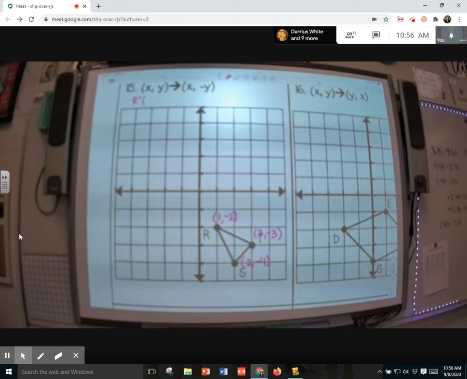So all I'm doing with those, it gives me the rule at the top. It says x, y goes to x, -y. So all I have to do is change the coordinates according to what the rule says. But if I didn't have that rule, what am I reflecting over? The x-axis. That's the rule for x-axis reflection. So to change my R, all I'm going to do is change the sign of the y. So x stays the same, y becomes +2. So my R prime is at 1, +2.